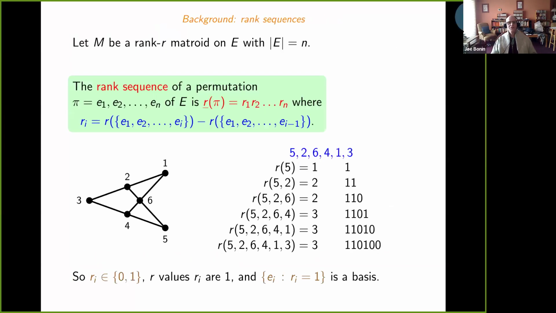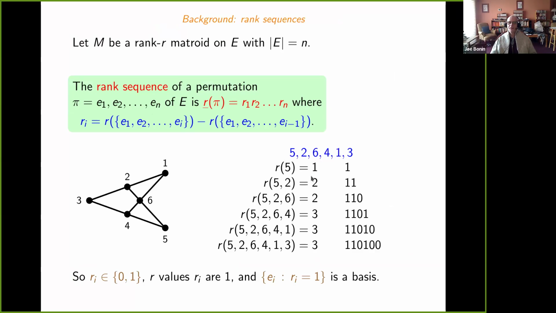So what's this G invariant? Well, let's start with rank sequences. Start with a matroid, take a permutation on the ground set. Think about adding the elements in your matroid one at a time in the order given by the permutation. So we'd start with the empty set, then we'd add 5, then we'd add 2 to that, we'd add 6 to that, 4 to that one.